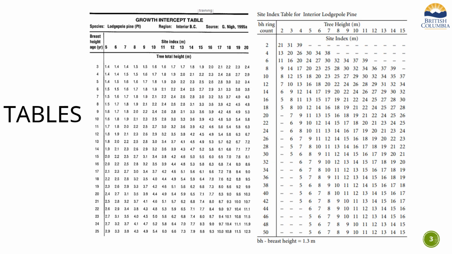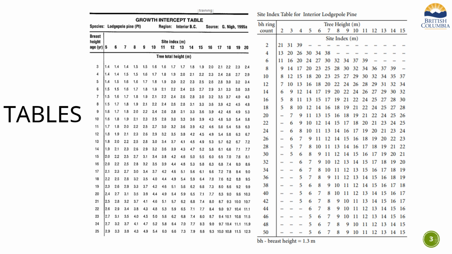Now, to determine site index using the growth intercept method, you need to have growth intercept tables, and they don't exist for all species in the province. To access these tables, you can look up the LMH field guide inserts. There's one for the interior, published in 1999, and one for the coast, published in 1997. Now, they're almost impossible to find with a Google search, but they are linked in the Silviculture Surveys manual.